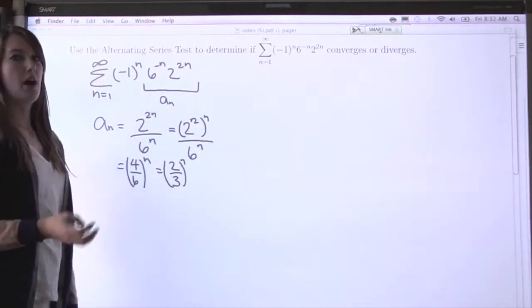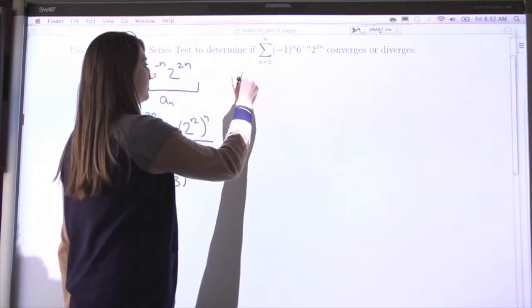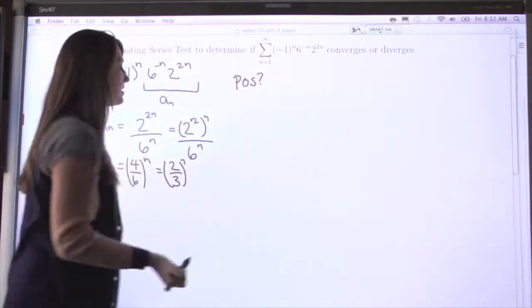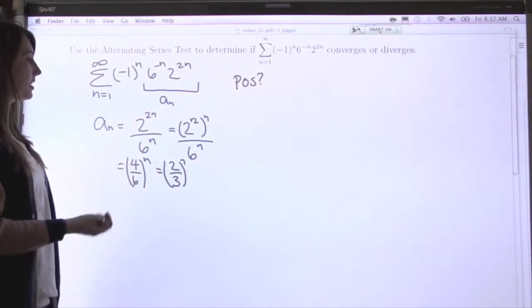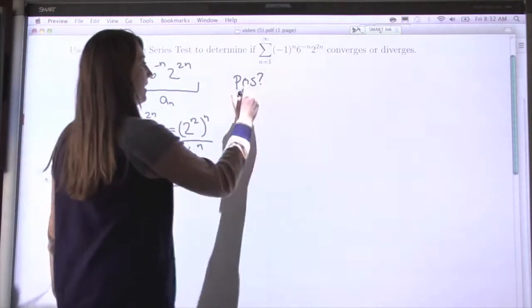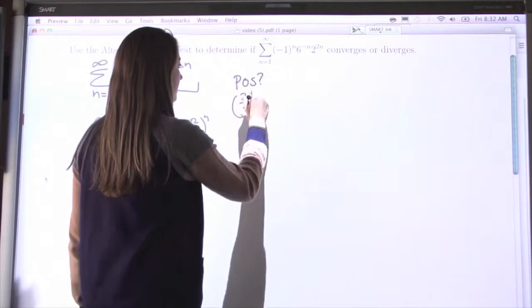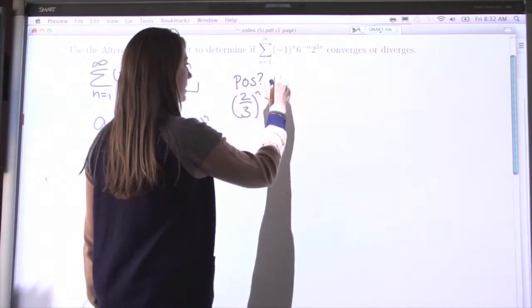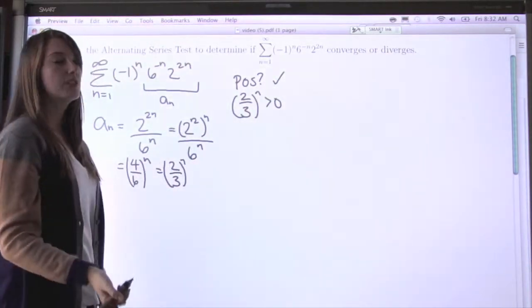So let's start with positive. Is a sub n positive? Well, yes, we can see that it is for all of these n values. So we have, yes, it is positive. So now let's show decreasing.